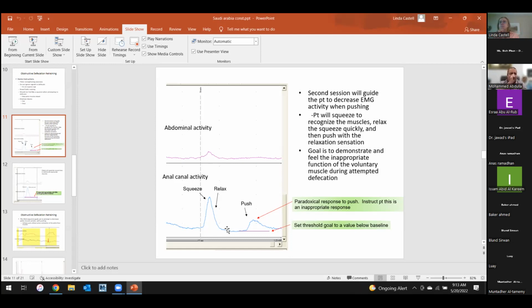You said that to instruct the patient about relaxation. Relaxation is a passive maneuver, not an active maneuver. So how do you teach the patient to get relaxation? Yeah, it's so hard to do this.